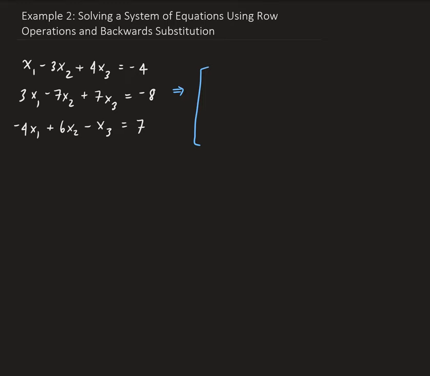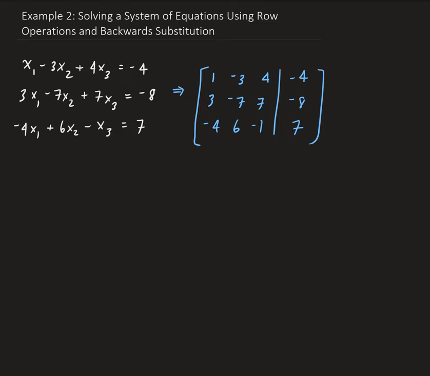First row, just looking at the coefficients, we're going to have 1, minus 3, 4, and then we have negative 4. Second row, we have 3, minus 7, 7, and minus 8. Third row, we have minus 4, 6, negative 1, and 7. So we have our augmented matrix, and so we can start with the row operations.